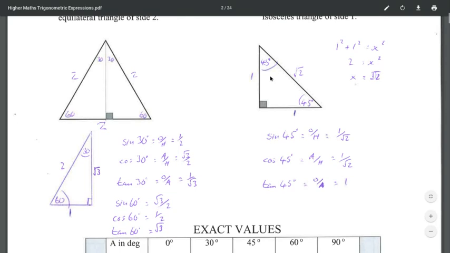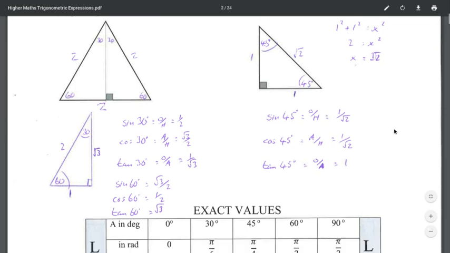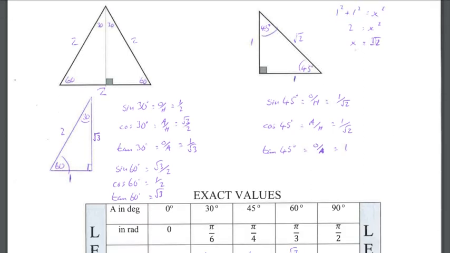So using either of the 45s, it doesn't really matter. Sine 45 will be the opposite divided by the hypotenuse. Cos 45 will be the adjacent divided by the hypotenuse. And tan of 45 will be the opposite divided by the adjacent. So we're going to have sine 45 is 1 over root 2, as is cos 45. And the tangent of 45 will be 1 over 1, which is 1.